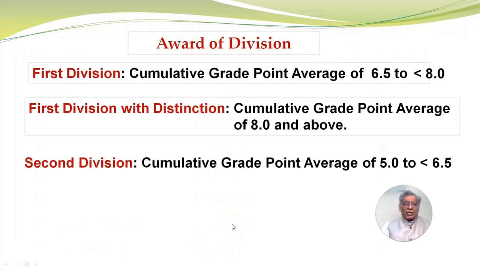Award of division. First division, cumulative grade point average of 6.5 to less than 8.0. First division with distinction, cumulative grade point average of 8.0 and above. Second division, cumulative grade point average of 5.0 to less than 6.5.